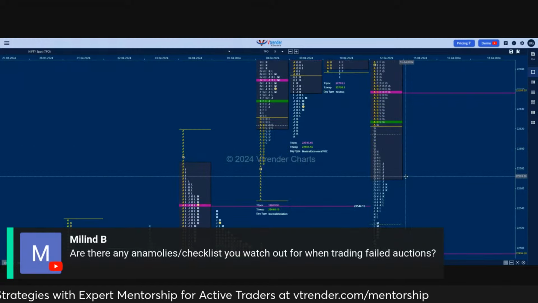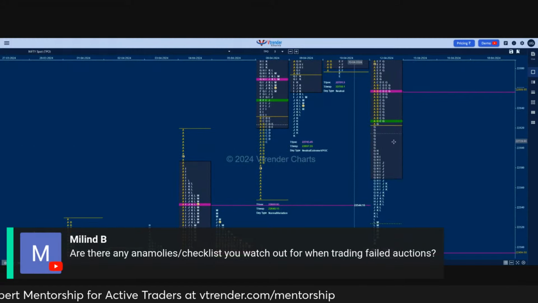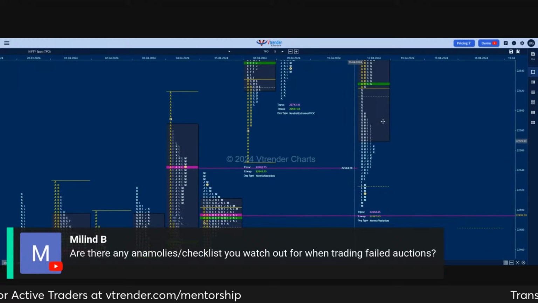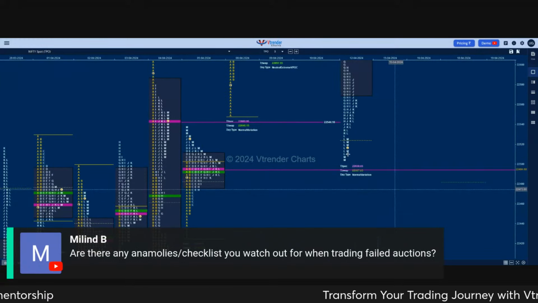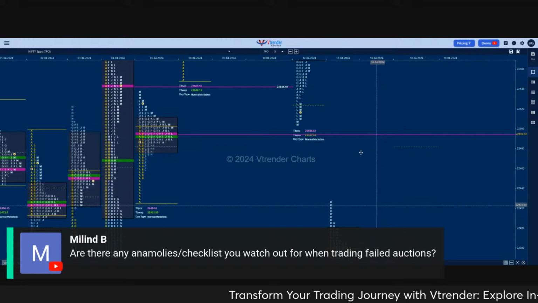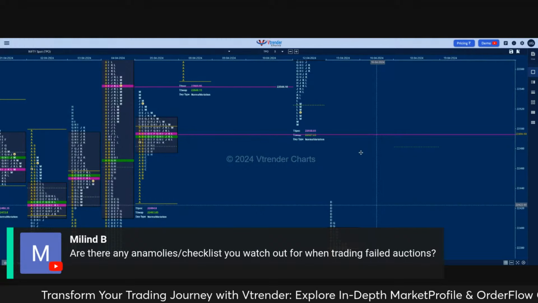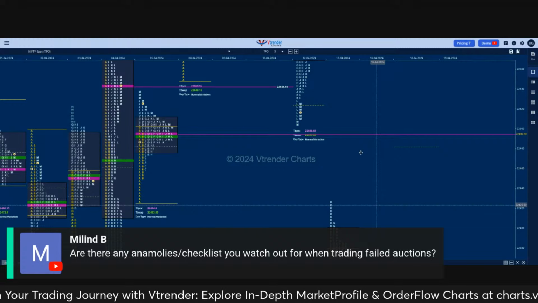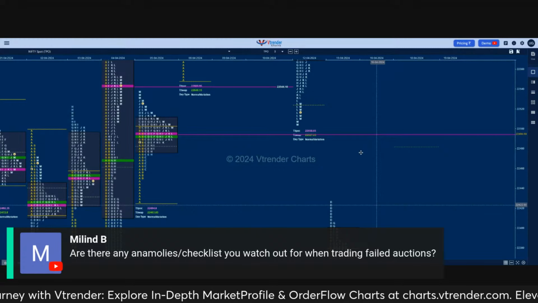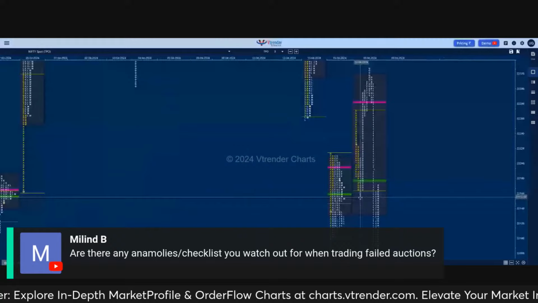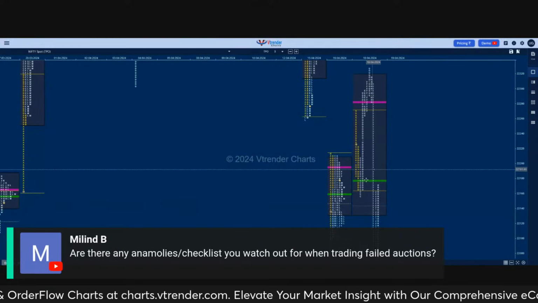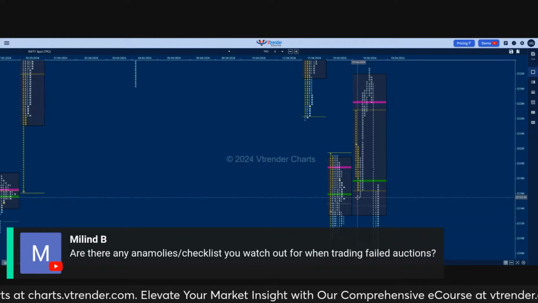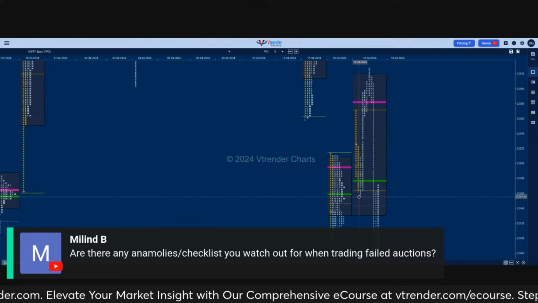So this is how you can watch these failed auctions even on the spot charts. And we had a similar one, lows of 2211 was the failed auction in spot, which got broken, and now this will be one reference in spot going forward.